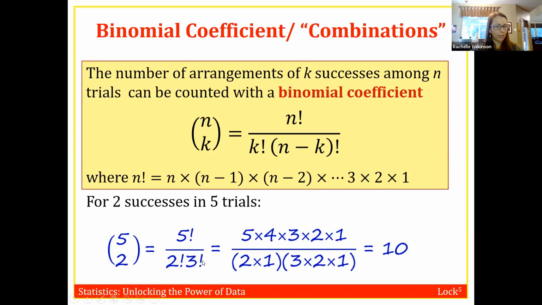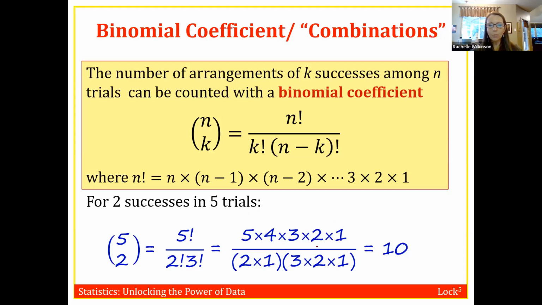Look at this trick. Okay, so I have 2 tricks. This is the first trick. For this trick, if I think about what 5 factorial, 2 factorial, and 3 factorial mean, 5 factorial is 5 times 4 times 3 times 2 times 1. 2 factorial is 2 times 1. 3 factorial is 3 times 2 times 1. So now I've got this fraction here.